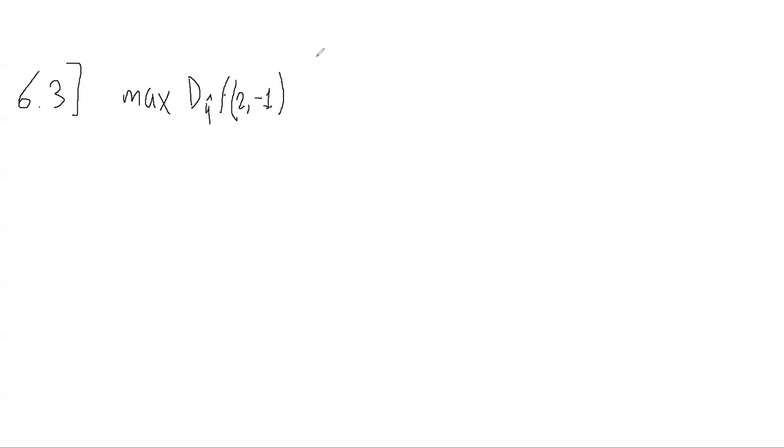Actually, let me give you the general equation first. I'm pretty sure this is in the memorization sheet as well. The maximum of D_u f at x naught, y naught, which was 2 and negative 1, equals the absolute value of your gradient vector from those two numbers that we plugged in, the x naught, y naught.